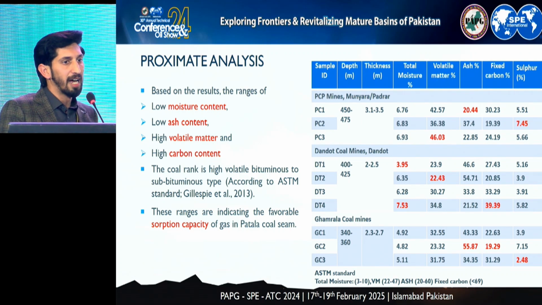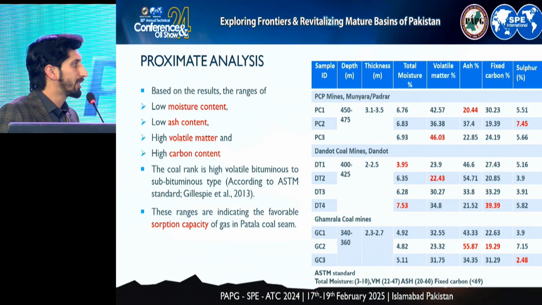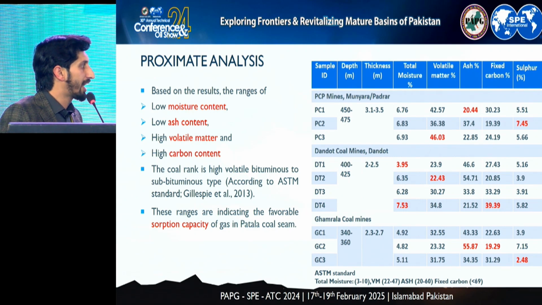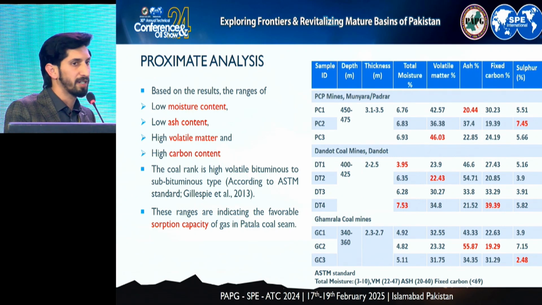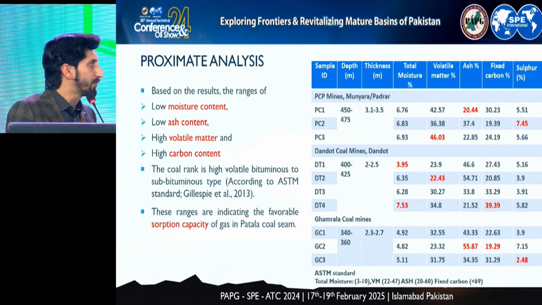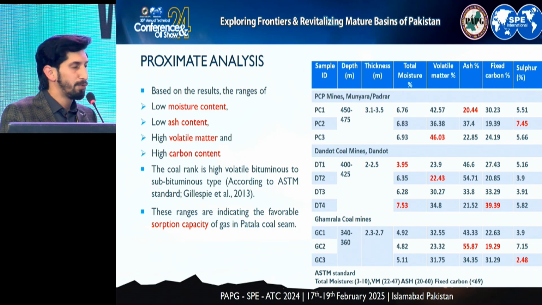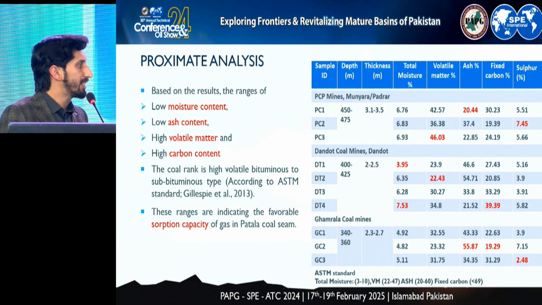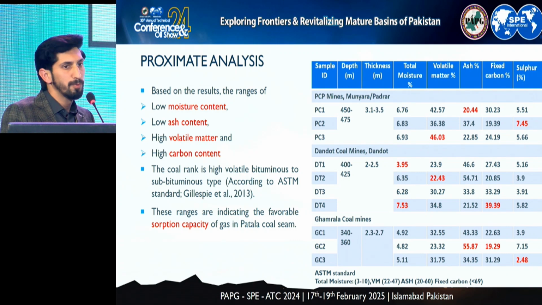In our analyzed samples, the total moisture content ranges from 3.95 to 7.53%. The volatile matter ranges from 22.43 to 46.03%. The ash content ranges from 20.44 to 55.87. The fixed carbon ranges from 19.29 to 39.39%. And the sulfur content ranges from 2.48 to 7.45.